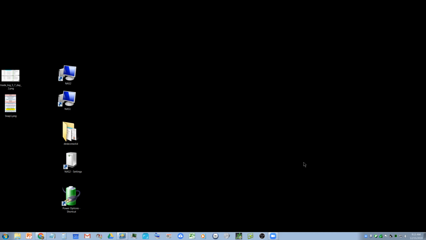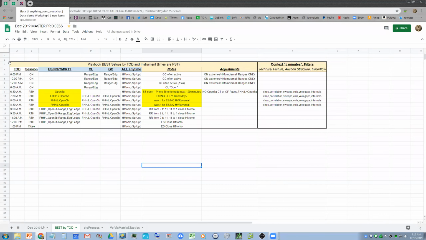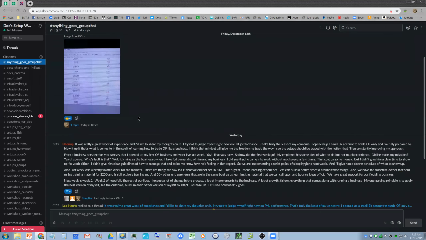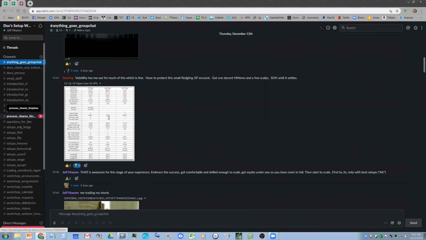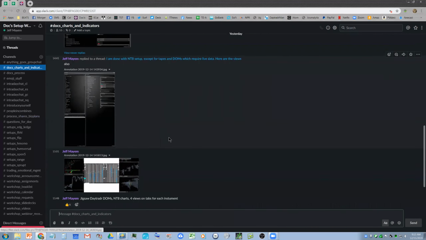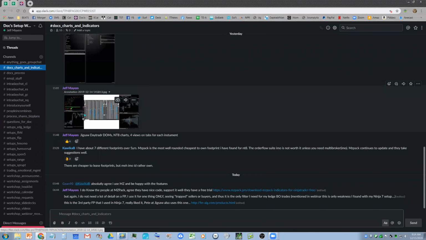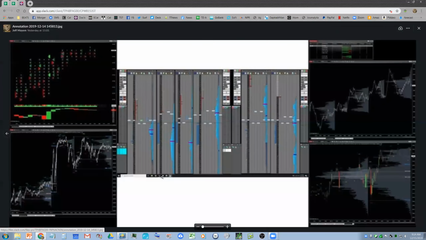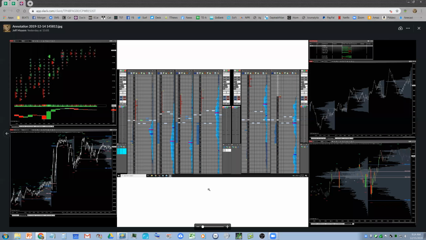Second housekeeping thing, there's a lot of conversation going on right now in the Slack about footprints and whatnot. A lot of it's in anything goes group chat, some of it's in the process shares, some of it's in my charts and indicators, because I am in the process of, and I'm almost done actually, moving to Ninja 8. And this is kind of where I'm at. The center thing isn't accurate anymore, but the sides, I've got a really cool setup, and I will share it with you in the next session.